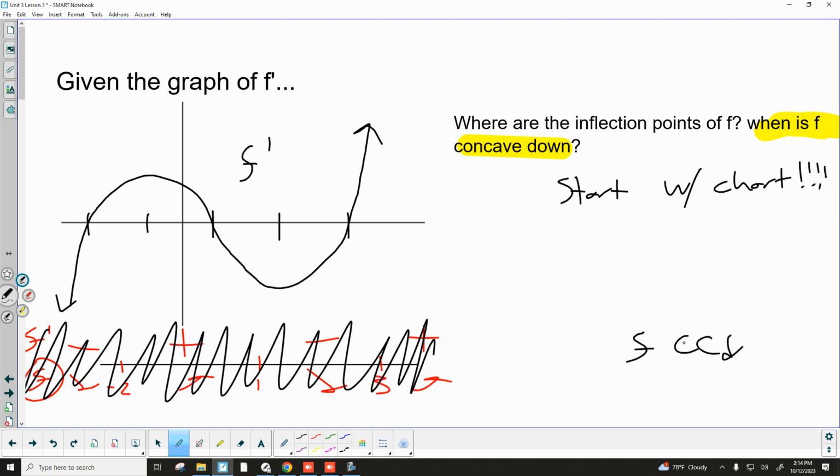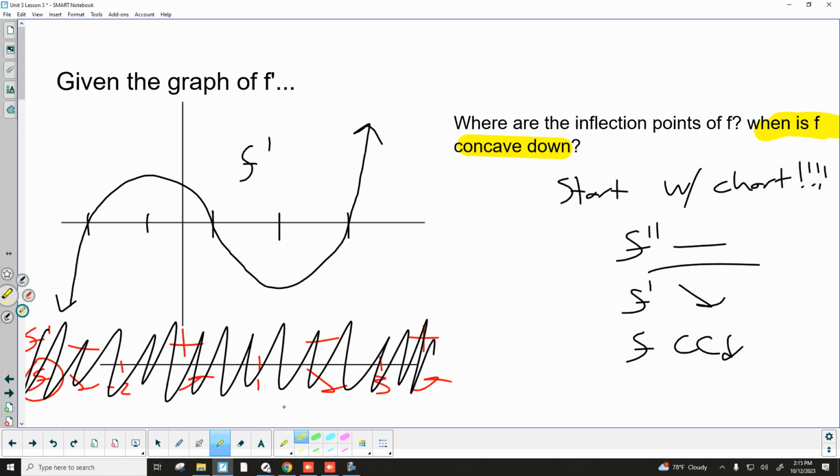Cool? Now that I have this down, I'm going to look at this and say, what is it? It's f prime. Okay, so I could say, if that's the graph of f prime, I'm looking for when f prime is going down. When is f prime going down? Tell your neighbors. -1.